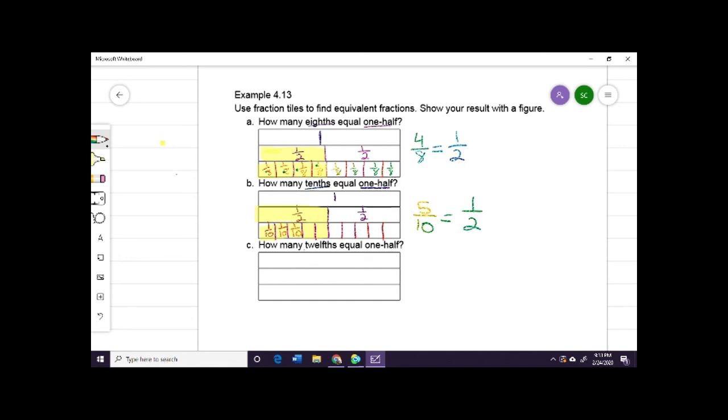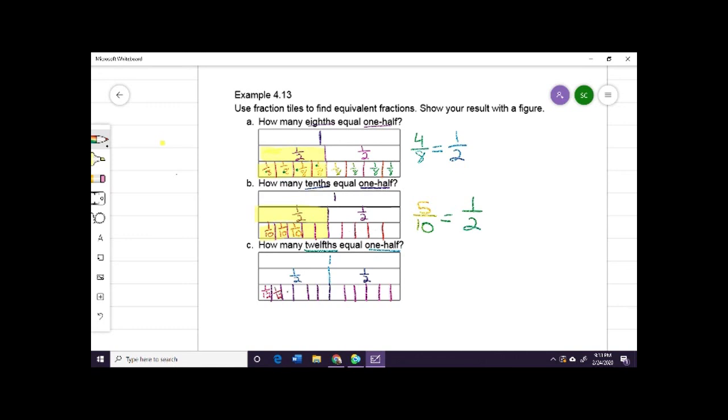Third, how many twelfths equal 1/2? So if this is our 1, and we're going to divide this one into half. Now we need to divide this into twelfths. So if I divide it into half, then I need 6 on each side of the half. And divide that in half again and divide these into thirds. And that will give me 12 sections total. 1/12, 1/12, and so on and so forth.